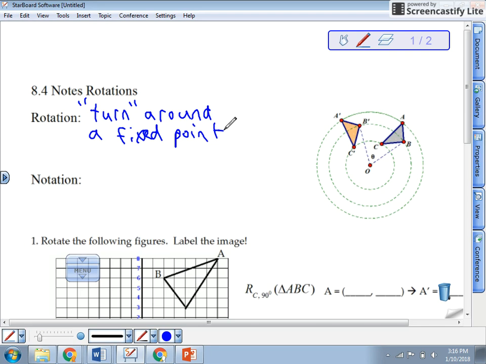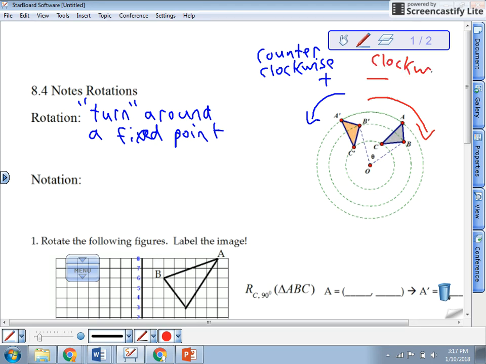Now, when you rotate, there's going to be a positive and negative rotation. Positive rotation is actually this way, which is counterclockwise. Negative rotation is clockwise. So we're going to write that over here. Counterclockwise is positive, and then negative rotation is going to be clockwise. So there you go. Counterclockwise is going to be that positive direction, clockwise is negative direction.